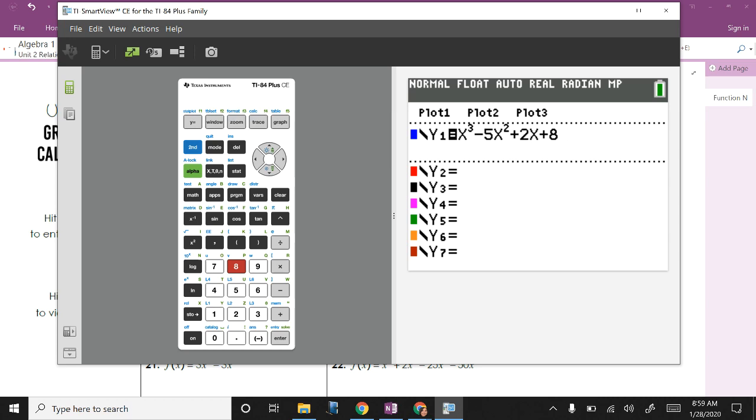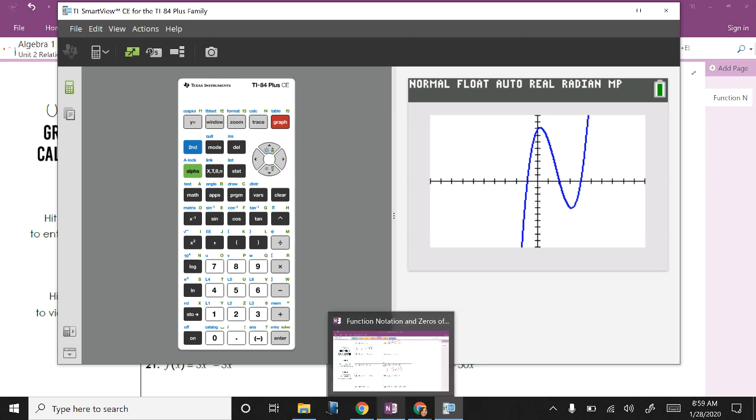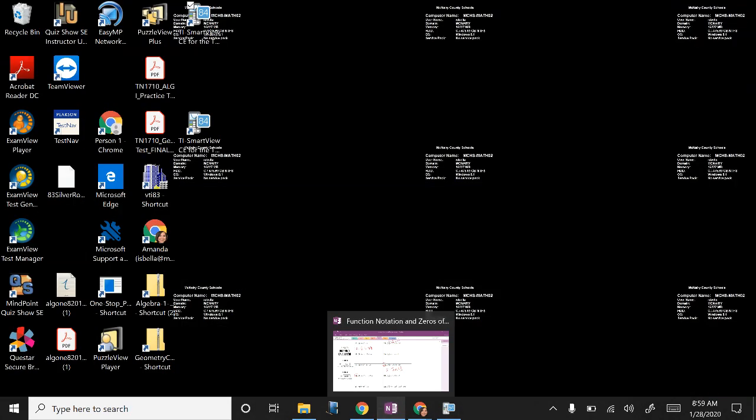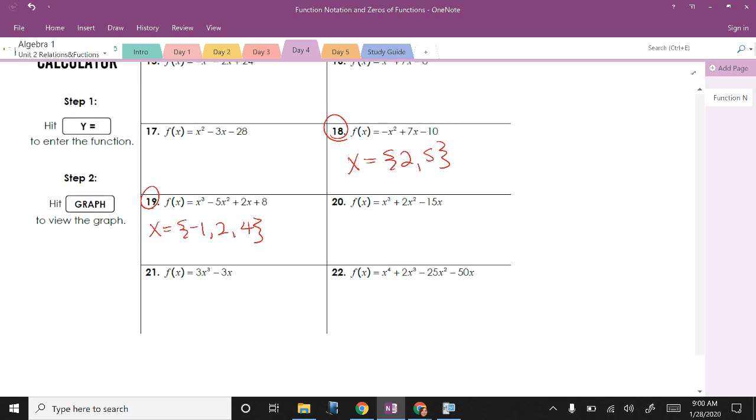Okay? I'm going to hit graph. Boom. Does y'all look like that? What are our x-intercepts? -1, 2, and 4. Very good. I want y'all to try one. So that one is x is, what do we say, -1, 2, and 4? All right, I want y'all to try 20 and 22.